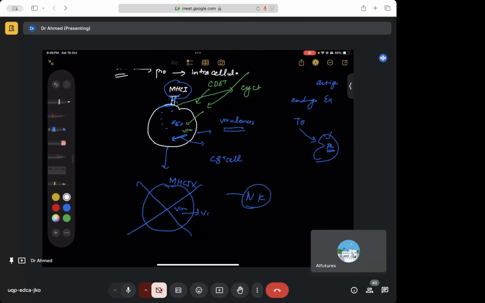Yes, those who do not have MHC1. So NK cells would think that there is some virus inside your cell and its virulence factor isn't allowing MHC1 to be present on its surface, so it kills all of those cells. So these are the two mechanisms which our body adopts in order to get rid of your intracellular or endogenous pathogen, that is your virus, right?